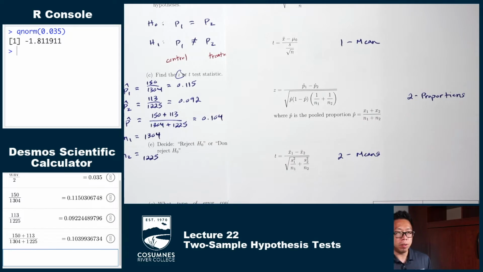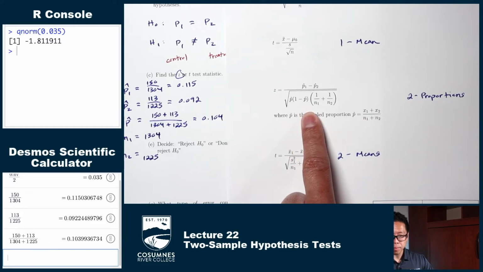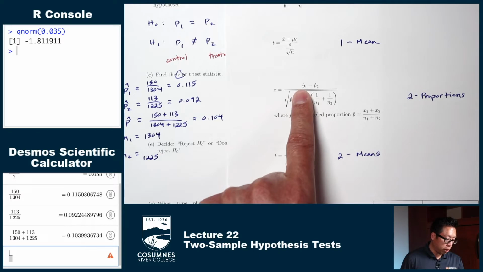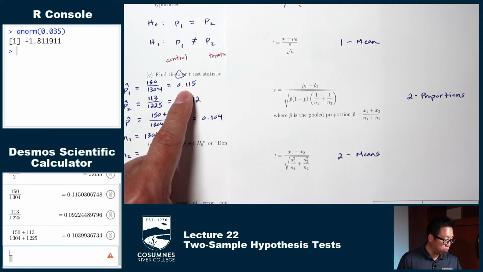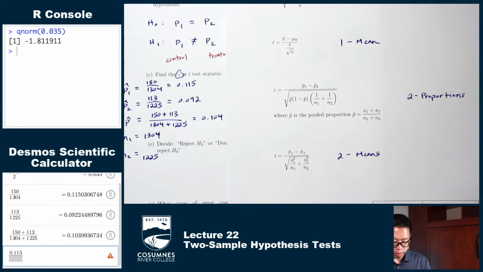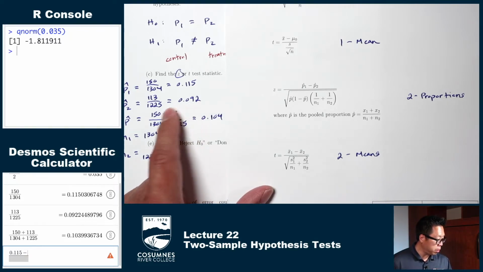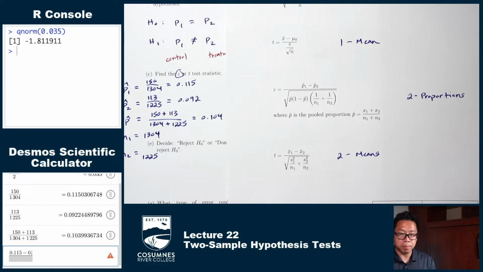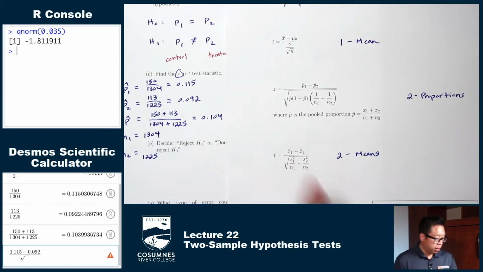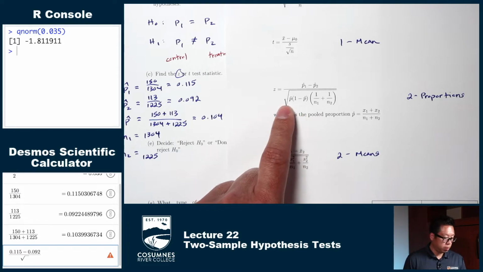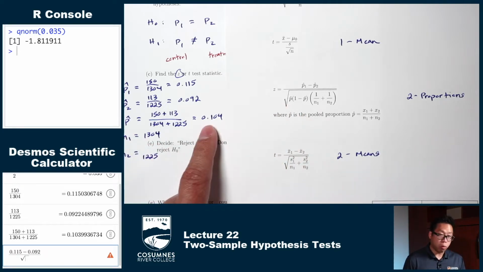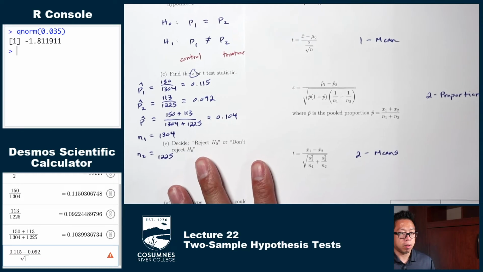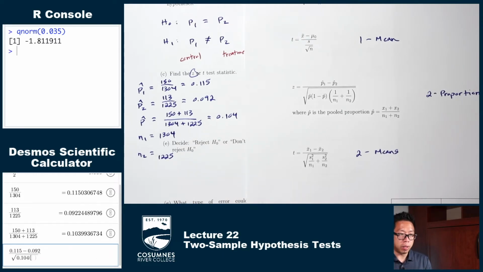All right, so I'm going to start off with a fraction. Up top will be P1 hat minus P2 hat. So P1 hat is 0.115 minus P2 hat is 0.092. On the bottom, big square root. So square root P hat times 1 minus P hat. So P hat, no numbers, is 0.104. So 0.104, parentheses, 1 minus 0.104.